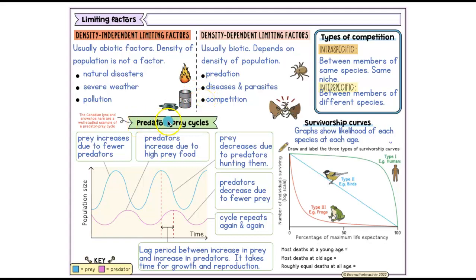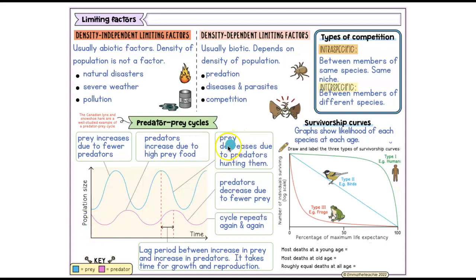So look at the predator-prey cycles here. The Canadian lynx and the snowshoe hare are well-studied examples of a predator-prey cycle. If you look at what this graph is doing, as one goes up, so does the other one. The other one responds to the one. In this case, the prey increases due to fewer predators. So this is our prey. It increases, and then the predators also increase due to high prey food.